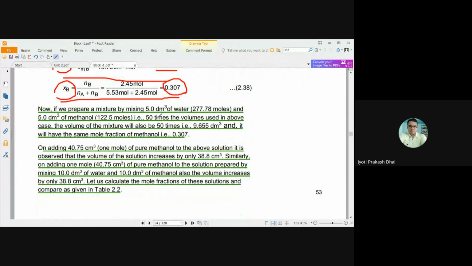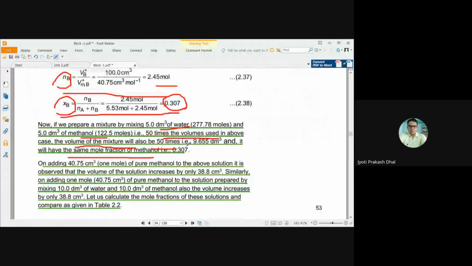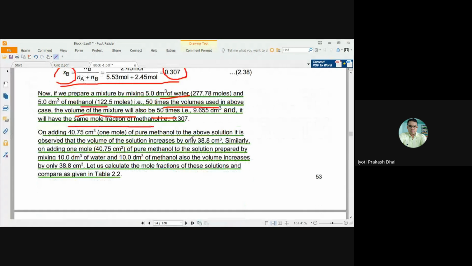Now if we prepare a mixture by mixing 5 ml of water and 5 ml of methanol, 50 times the volume used above, the volume of the mixture will also be 50 times, that is 9,655 ml. And it will have the same mole fraction of the methanol, that is 0.307. So here in the first case we have added 100 ml of methanol with 100 ml of water, and we find the mole fraction of methanol is 0.307. And similarly if we add 5 ml of methanol and 5 ml of water to form a solution, then the mole fraction of methanol will also be the same.